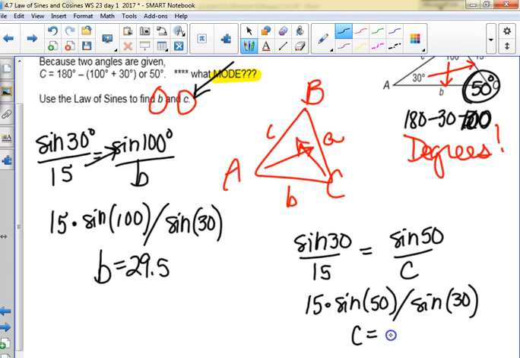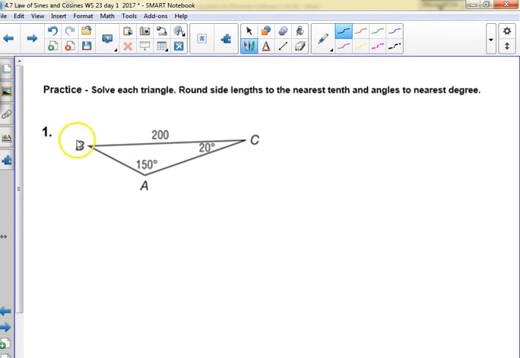23? Everybody agreeing? Anybody have a question? All right. So when it says solve a triangle, not my favorite, it wants us to find everything. Solve a triangle means find all the missing lengths and sides. And it says to round them to the nearest degree or tenth of a length.